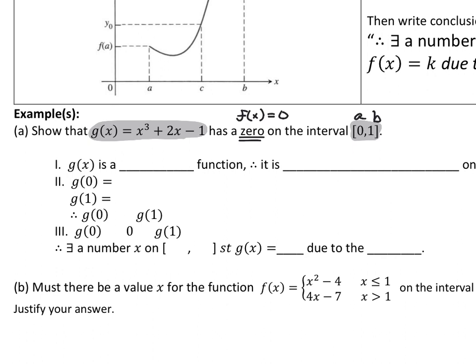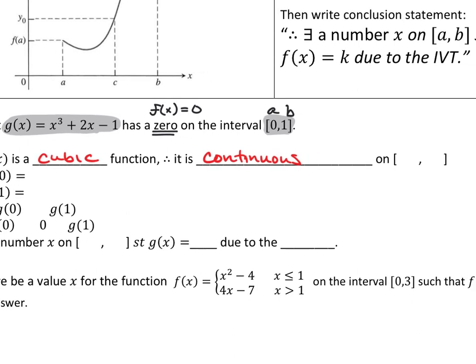Number 1 is to prove that it's continuous. What kind of function is g of x? Cubic. Cubic functions are continuous. We don't have to prove anything about that. We know that fact about cubic functions. So we can say g of x is a cubic function, therefore it is continuous on the interval from 0 to 1. There is nothing between 0 and 1 on a cubic function that will have a break, a hole, or some sort of disjoint. It's a smooth function.